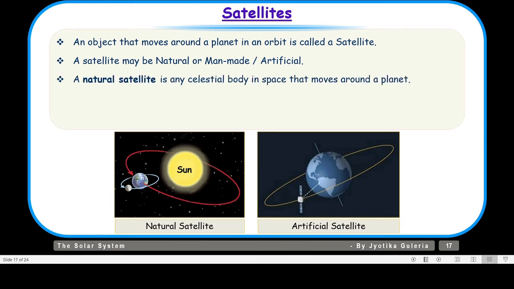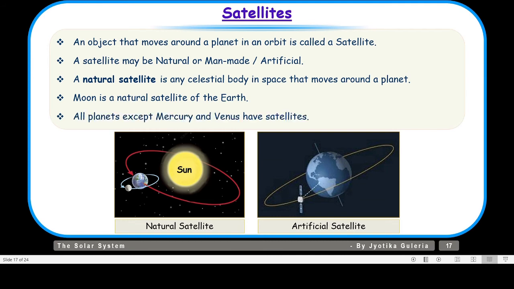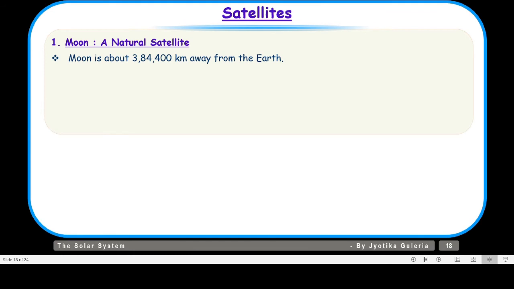A natural satellite is any celestial body in space that moves around a planet. Moon is a natural satellite of the Earth, as we have talked about. All planets except Mercury and Venus have satellites. So that means only Mercury and Venus are the 2 planets which do not have any moon or satellite of their own. The rest of the planets have natural satellites. And children, now we'll talk about the natural satellite of our own Earth, and that is the moon.